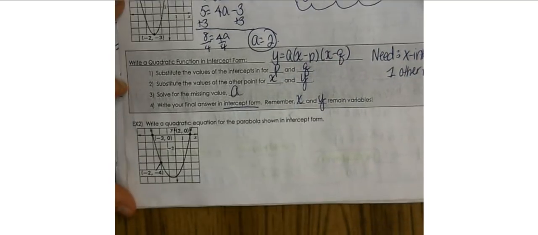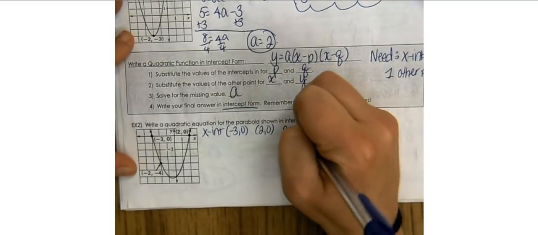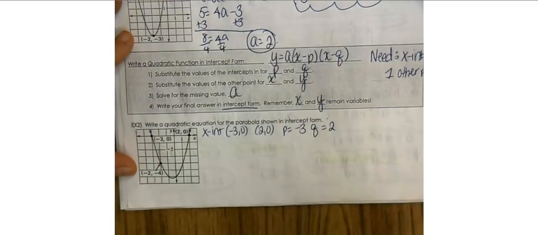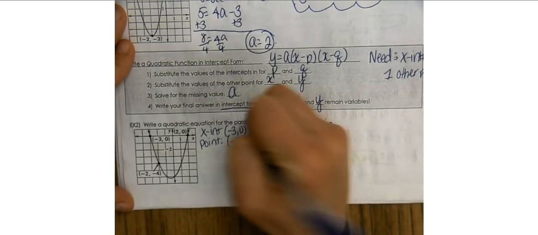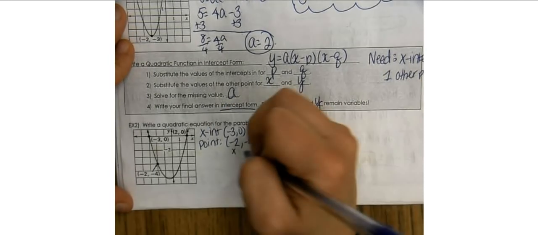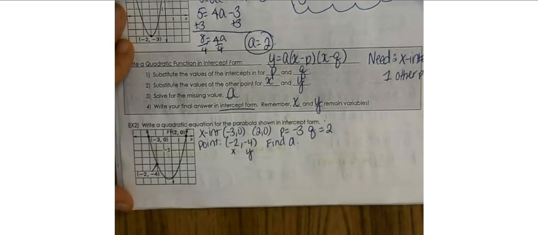So in this problem, I can identify that my p and q values are, we have our x-intercepts located at -3, 0, and 2, 0. So that means my p value is going to equal -3, and my q value is going to equal 2. I'm also given one other point. So your other point is -2, -4. So I'm going to let x equal -2, and I'm going to let y equal -4, and I'm now going to find my a value.